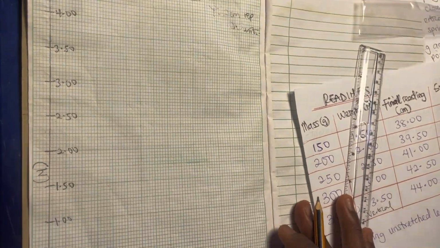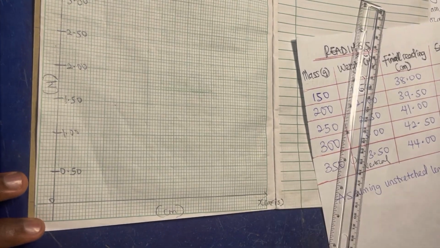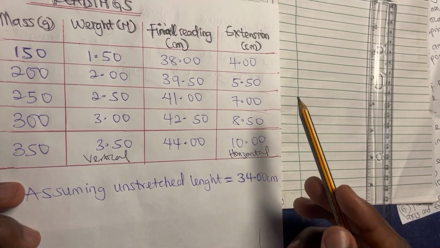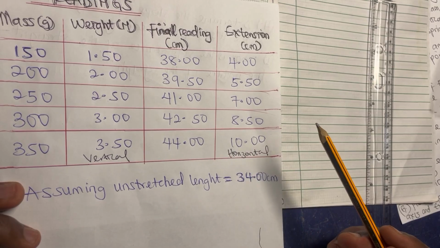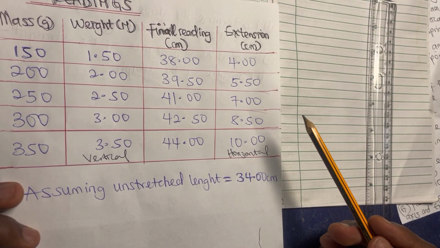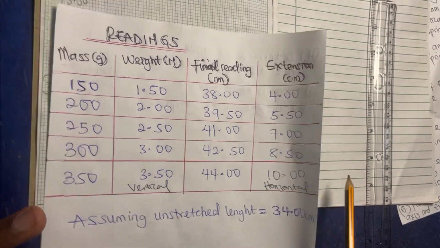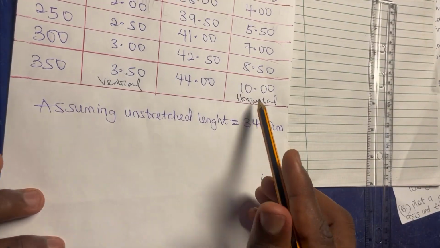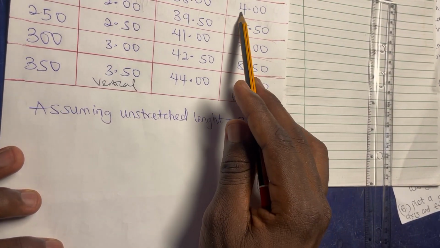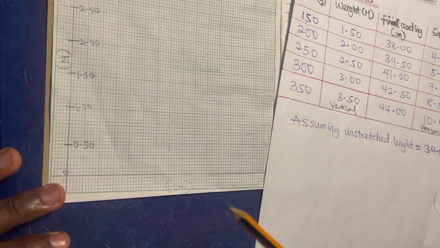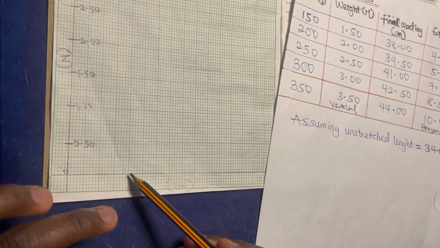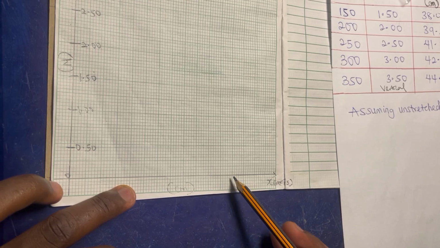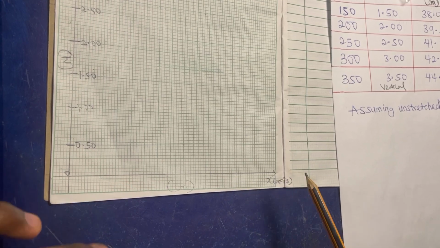Now remaining my x-axis. For the x-axis here, let's look at this extension. The extension is horizontal. So I have 4 to 10. The best thing for me to do is to use 1 centimeter. If the maximum number I have here is 10 and the minimum here is 4, then if I have 1, 2, 3, 4, 5, 6, 7, 8.